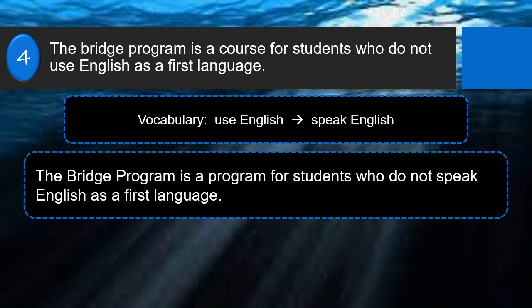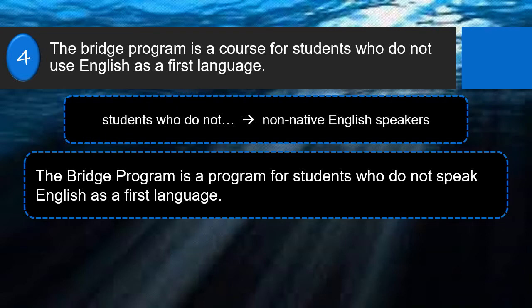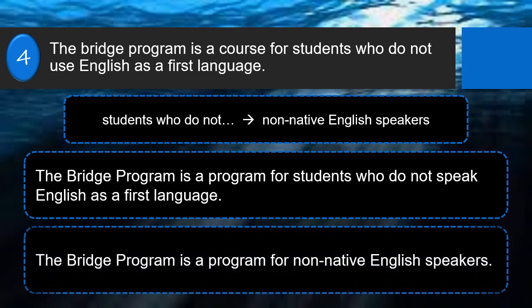So the Bridge program is a program, not a course, a program. The Bridge program is a program for students who do not speak English as a first language. Now, vocabulary: instead of saying who do not speak English as a first language, how about non-native English speakers? Because everyone speaks English, just some are native, some are non-native. The Bridge program is a program for non-native English speakers.